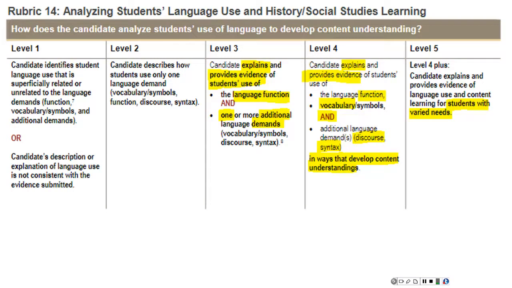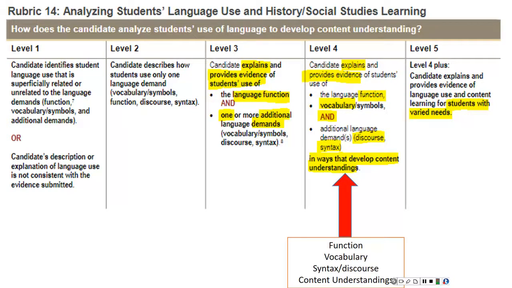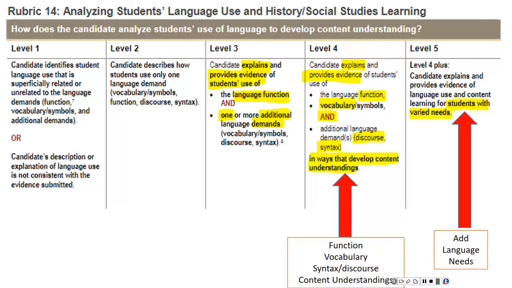And does everybody have students with varied needs? Please don't say not applicable. If you've got an entire class of gifted kids, you still have differences among those gifted students. There are always differences. So, to get a 4, it's function, vocabulary, syntax, discourse, and it's all within how you explain it with your content. So just a good explanation of how it applies with what you're teaching. And then adding in language needs is how you get the 5.